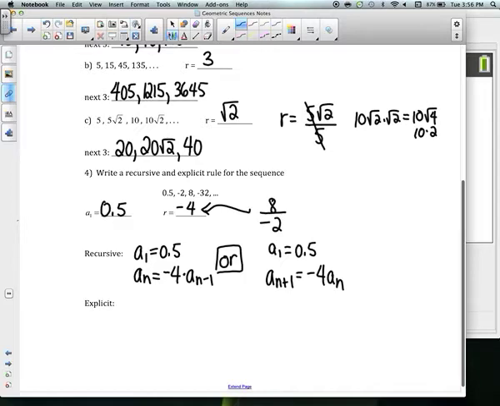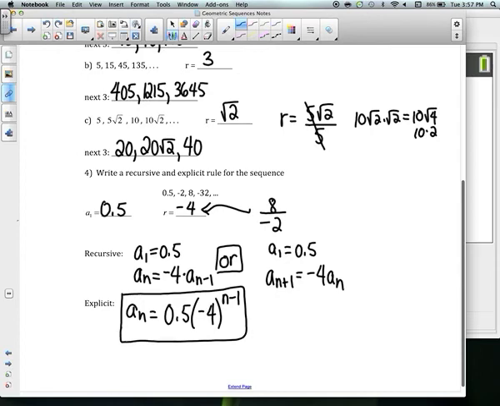And then for explicit, first term times the common ratio to the n minus 1. Notice I put the ratio in parentheses because it was negative. So usually with negatives and fractions, I put it in parentheses. You could always put it in parentheses. It assumes there's multiplying in between there. And then our next examples, we're actually going to use the formulas to solve for some values. That will be in your next video.